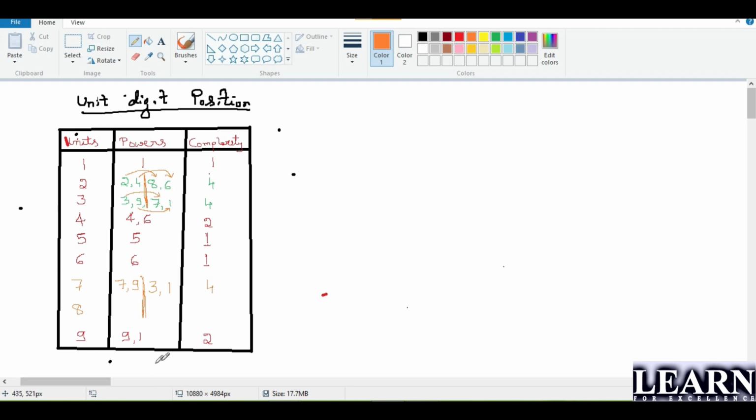So similarly, if I'm talking about 8, 8 to the power 1 is 8, 8 square is 64. And what is 8 cube? 8 cube is 512, right? So no need to calculate what is 8 cube and what is 8 to the power 4. As I have already told, we'll go with the complement. Complement of 8 is 2, complement of 4 is 6. So we can say the cyclicity of 8 is also 4.